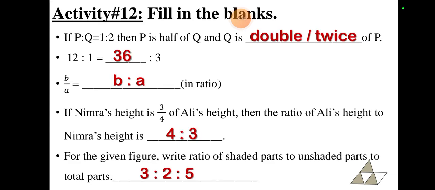If P ratio Q equals 1:2, then P is half of Q and Q is double or twice of P. 12:1 equals 36:3. B is to A equals B ratio A in ratio. Okay. If Nimra's height is 3/4 of Ali's height, then the ratio of Ali's height to Nimra's height is 4:3. For the given figure, write the ratio of shaded part and unshaded part in total.